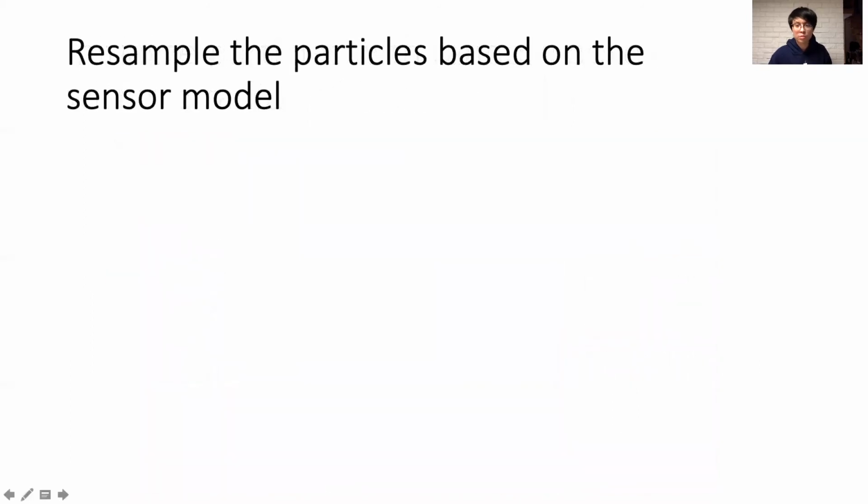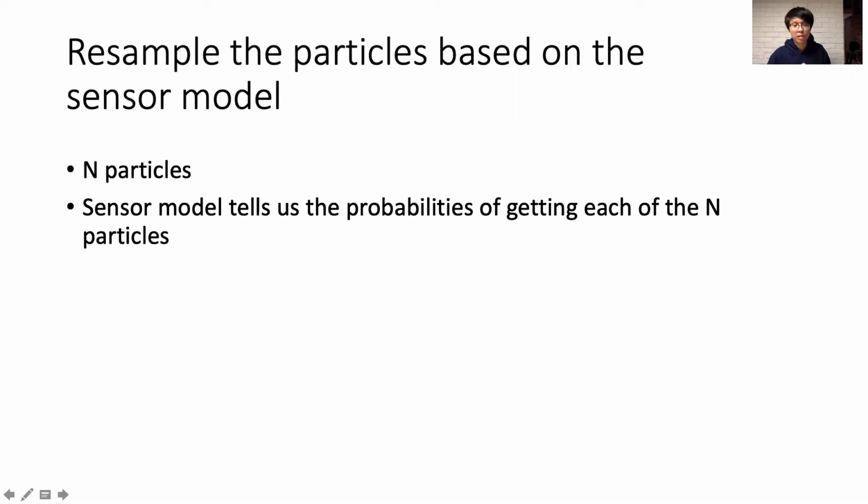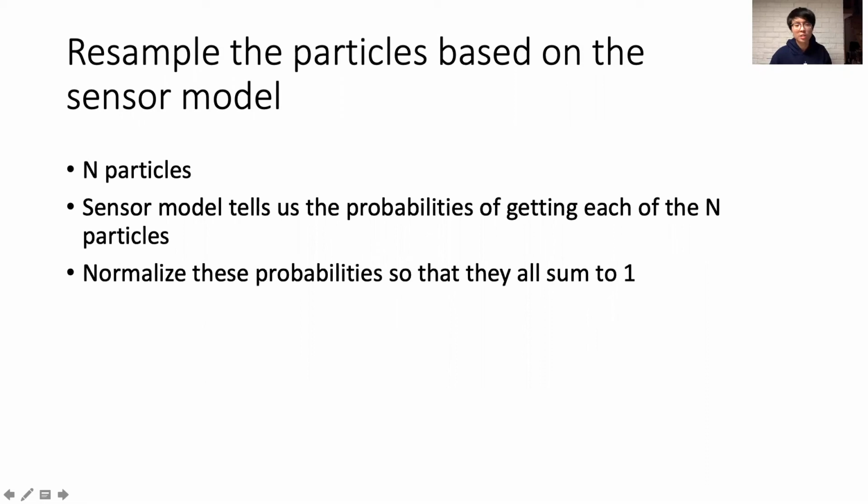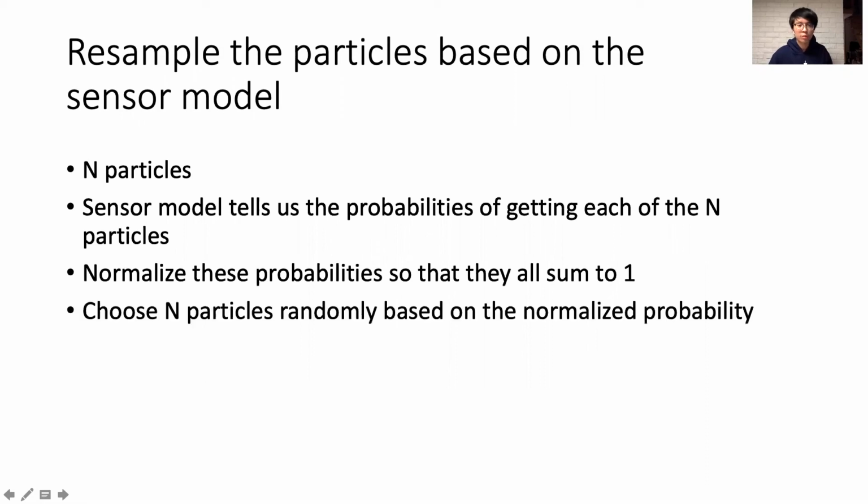With this initial guess, we can start to eliminate some unlikely estimates based on the observation from our sensors. The way it works is as follows. It starts with n estimated particles, and then the sensor model tells us the probability of getting each of the n particles. Then we normalize these probabilities, and then we choose n particles randomly based on the normalized probability. After these operations, some particles might be chosen multiple times and some might not even be chosen, and only the particles that are more accurate remain.